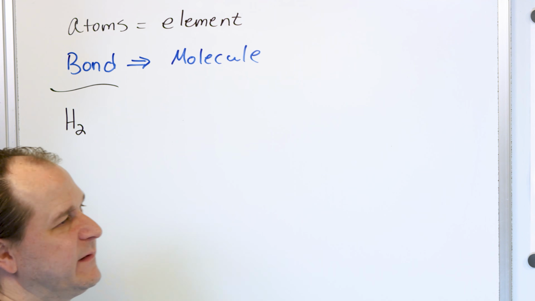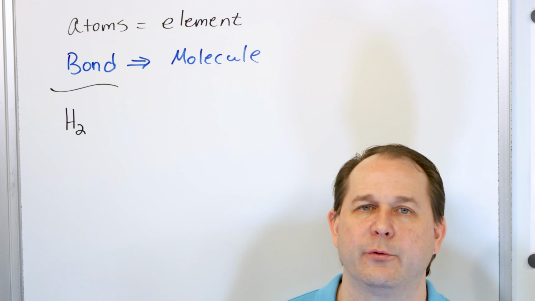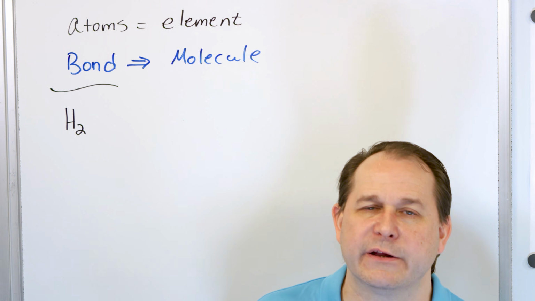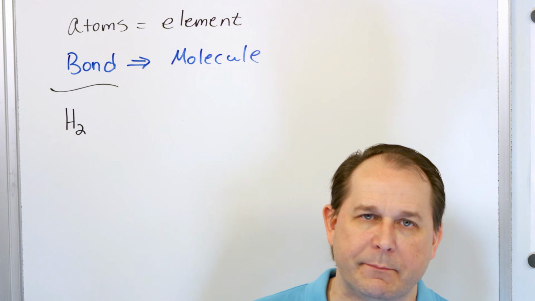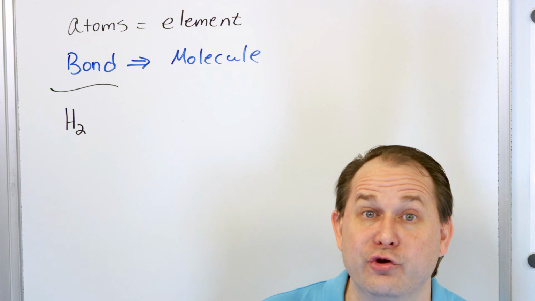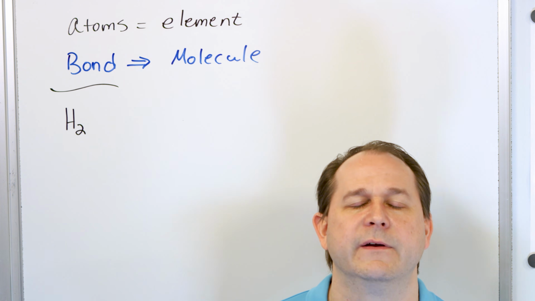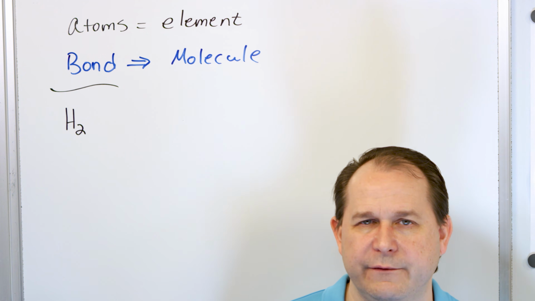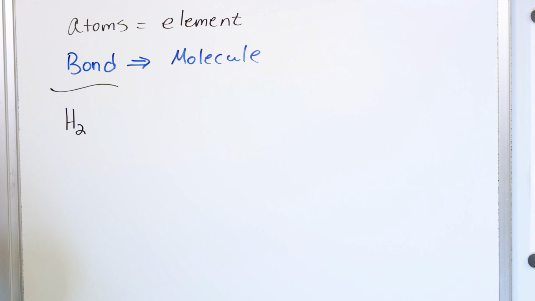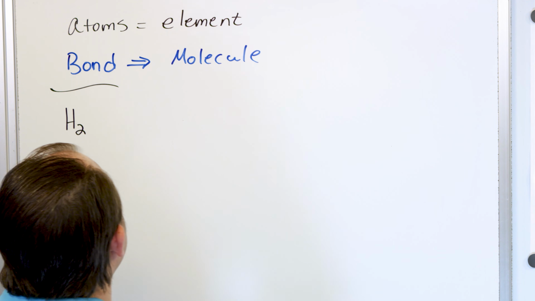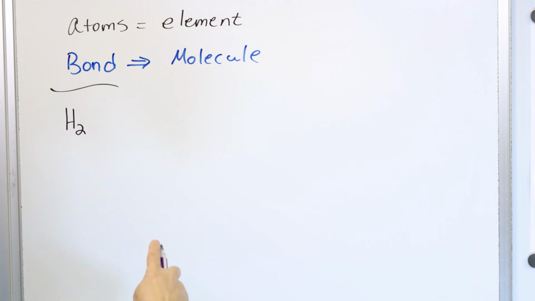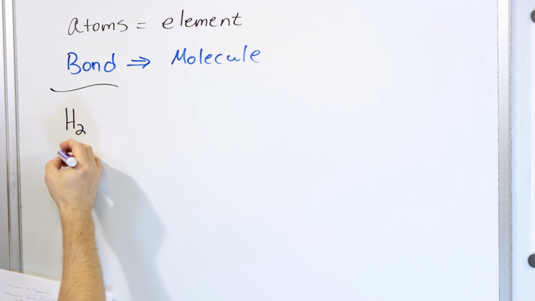And why do they like to bond together? We're going to get into all that stuff later. We can't learn everything in the first lesson. Hydrogen likes to bond to itself. Oxygen, O2, likes to bond to itself. Chlorine, Cl2, likes to bond to itself. There's a few that like to do that. Hydrogen is one of them. But a molecule is when 2 or more atoms are connected and bonded together. So this is called a molecule.